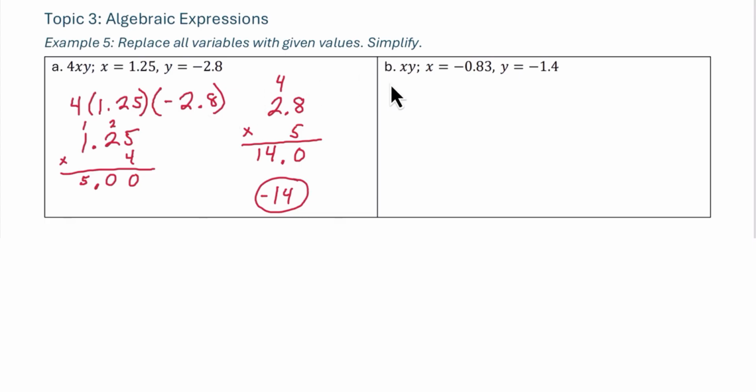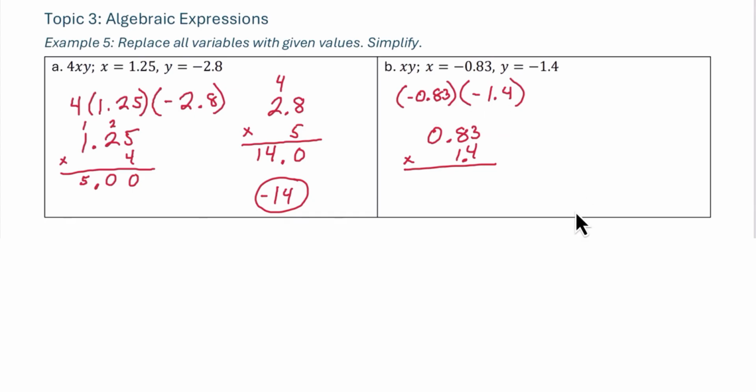In the next example, we have x, which is negative 83 hundredths, times y, which is negative 1 and 4 tenths. Let's multiply these. Remember to align flush on the right when multiplying. We'll deal with the negatives later. Negative times a negative is just going to be a positive product.